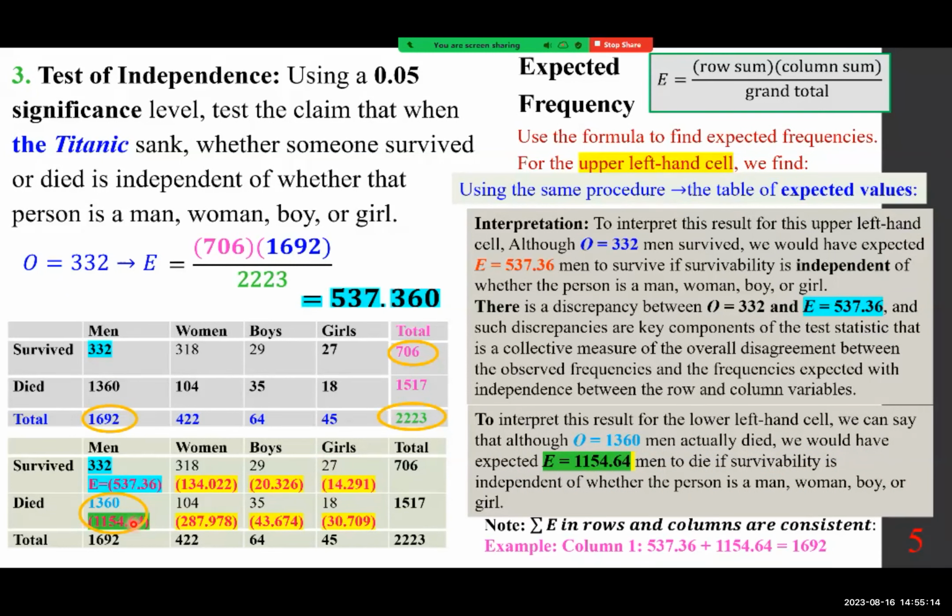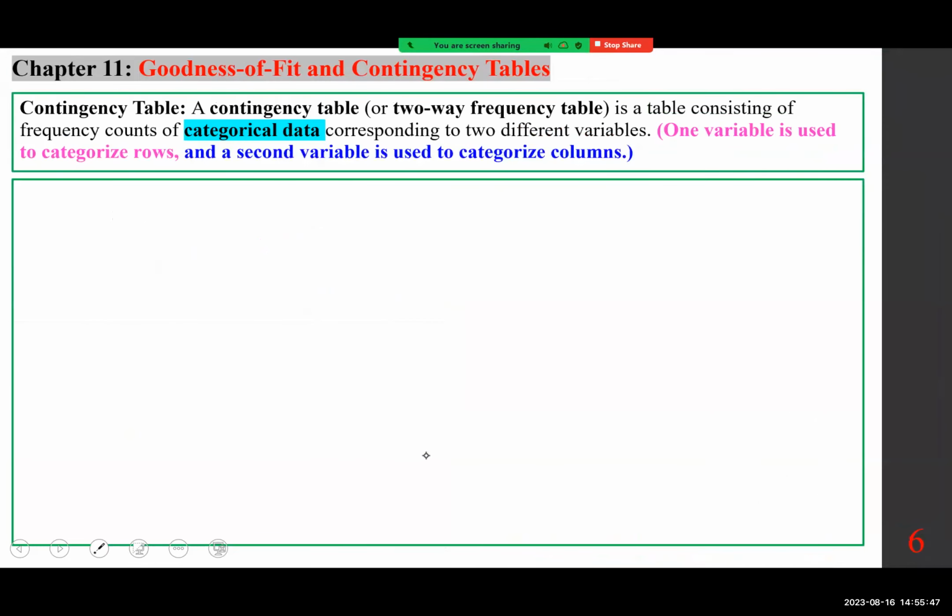And of course, what you want to notice is that the summation of E in rows and columns are consistent. For example, if you look at this one, whether we add these two numbers, we get this, or if we add the E, the expected values, this number and this number gives us this, or if you go with the row, if you add up 332, 318, 29, 27, you get this. If you add up these numbers, also you get 706. Only difference may be due to round off error, but if you add them up, you should get the same answer. All right.